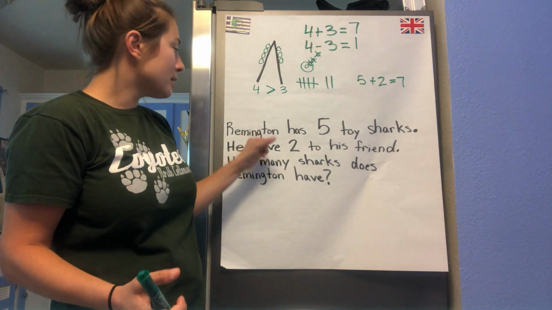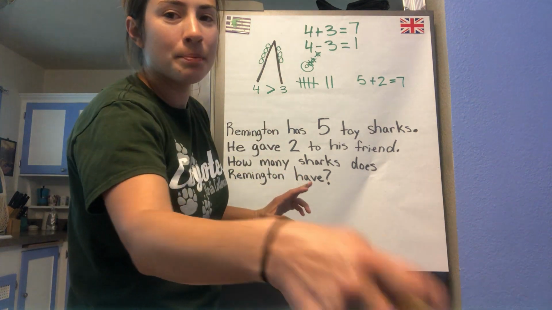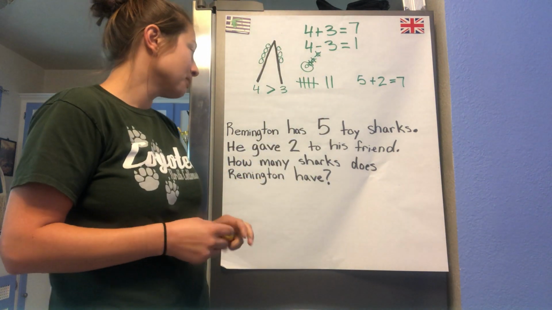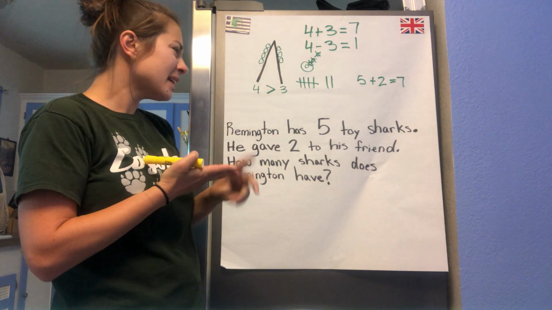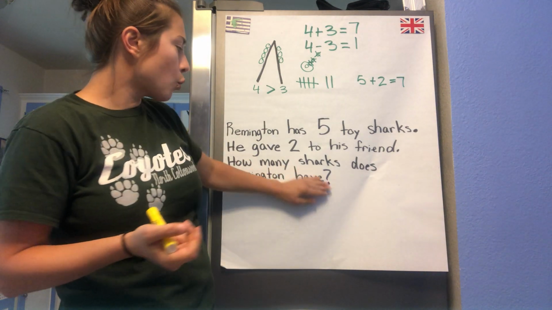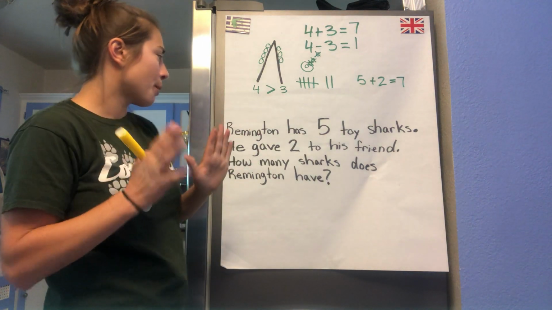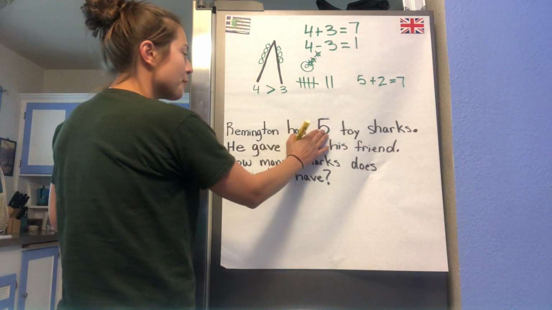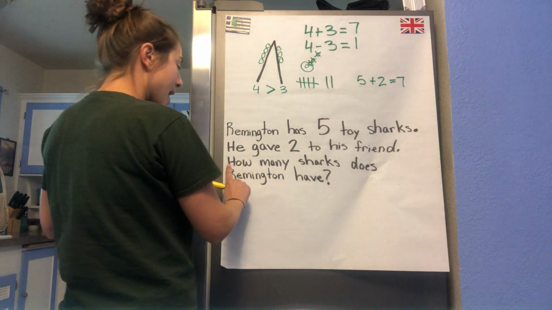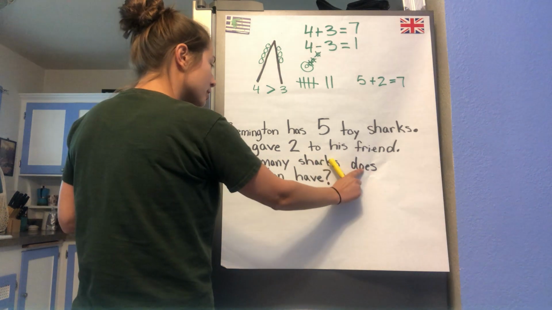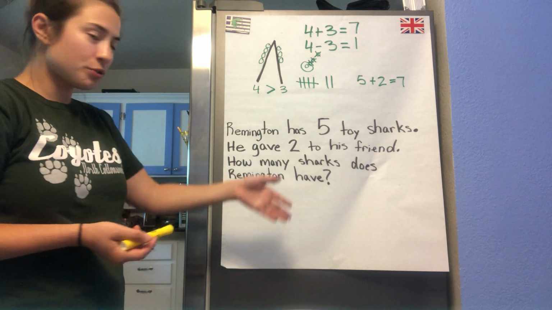All right, so we still have the shark problem up here. I'm going to read it again, and I'm going to grab my highlighter pen. And remember, listen for the numbers and listen to what question the sentence is asking. So here we go. Remington has 5 toy sharks. He gave 2 to his friend. How many sharks does Remington have?